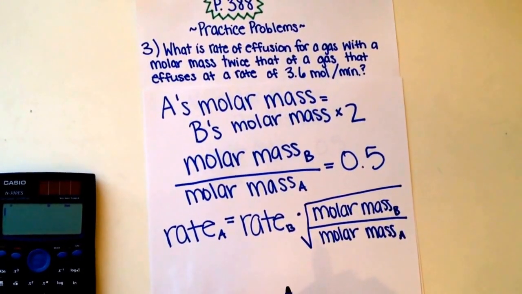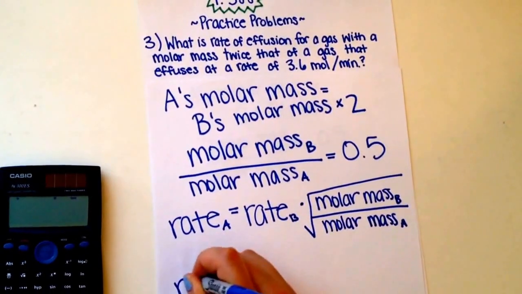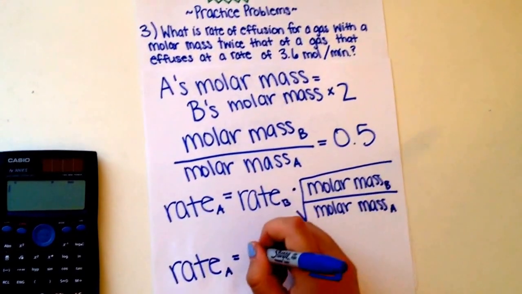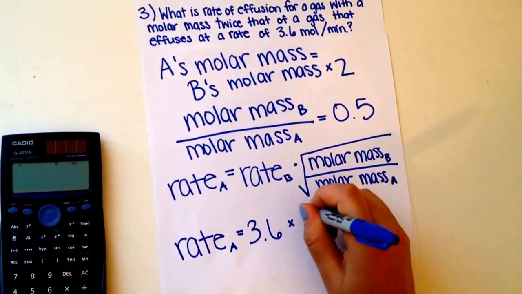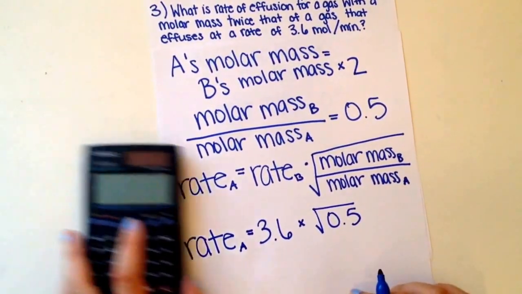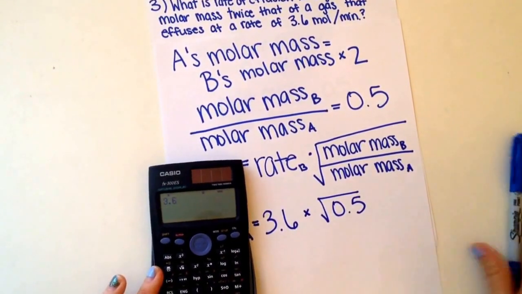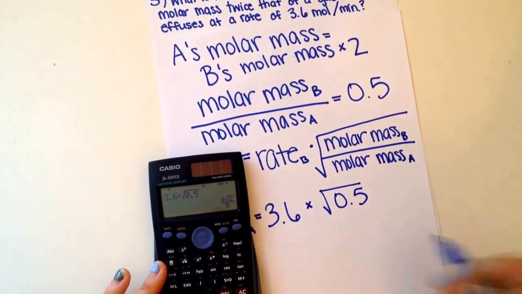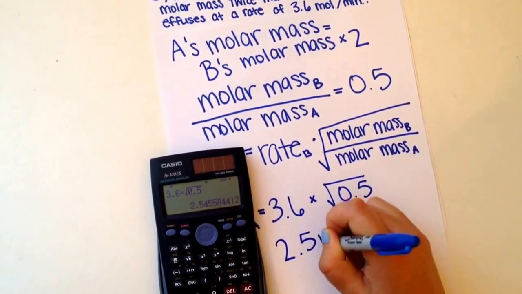The next thing we need to do is plug in the values. So we would get rate A equals 3.6 times the square root of 0.5. If we were to put this into our calculator, we'd get 2.5 moles per minute.